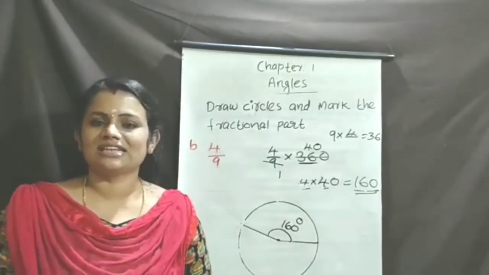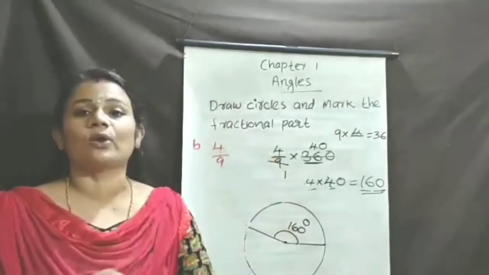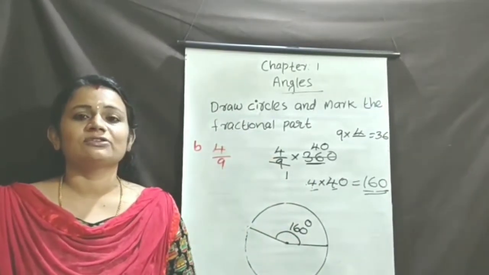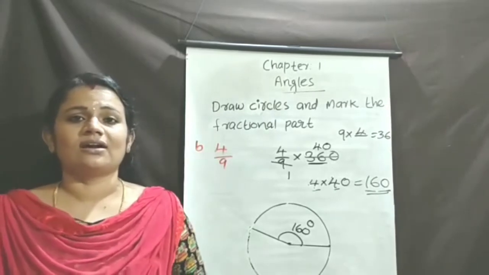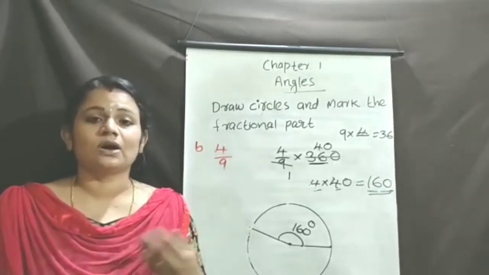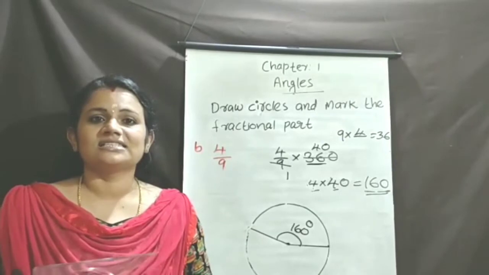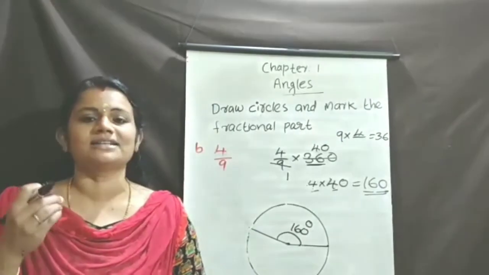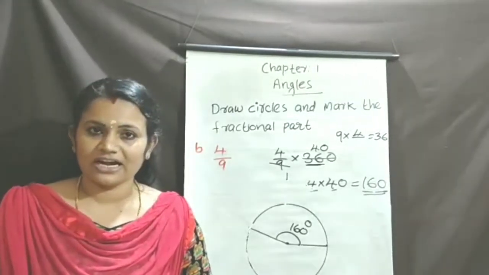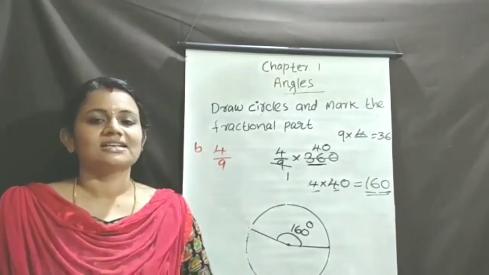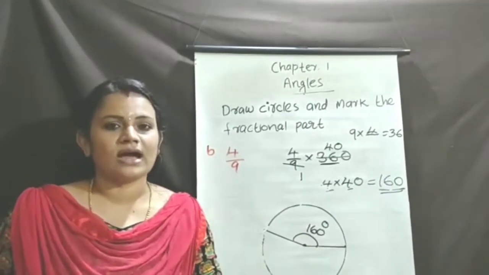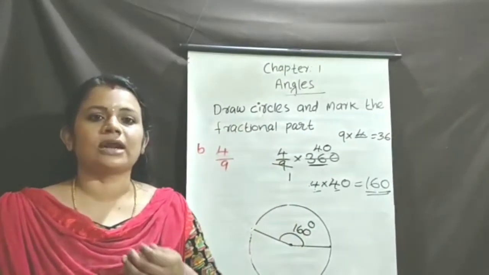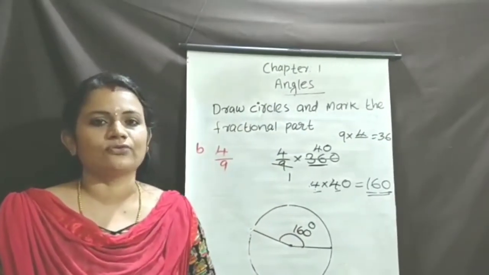Now we have finished our first chapter, chapter 1 angles. This is the last topic of our chapter. Let's recall chapter 1. First we studied the circle. Draw a circle. That circle is divided into 4 equal parts. Next the circle is divided into 8 equal parts. Second is measurement of an angle. Some angles are given, and using your protractor you find out the measurement of the angle.